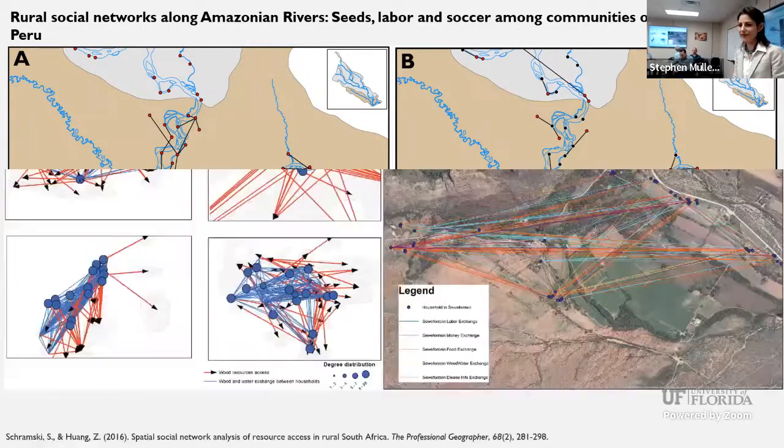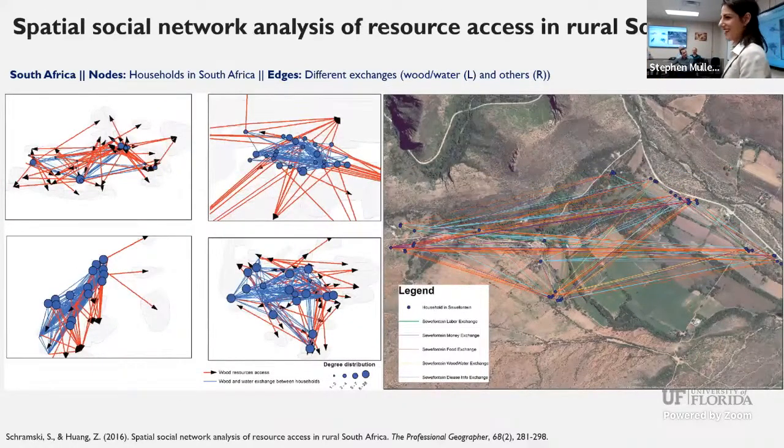Here's another example. This is called Spatial Social Network Analysis of Resource Access in Rural South Africa. And on this example, the nodes are households and the edges are different exchanges. So these are exchanges of wood and water. So these are wood resource access, that they're sharing wood between the households. And then the blue are water and wood exchange between the households.